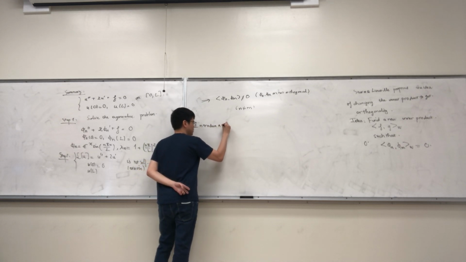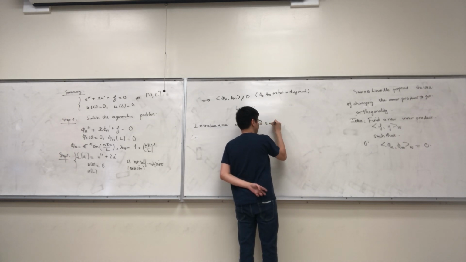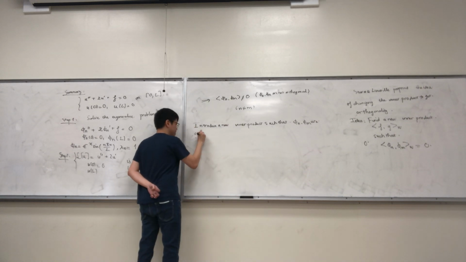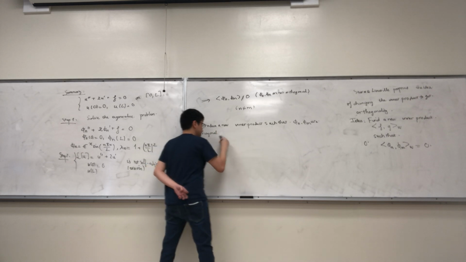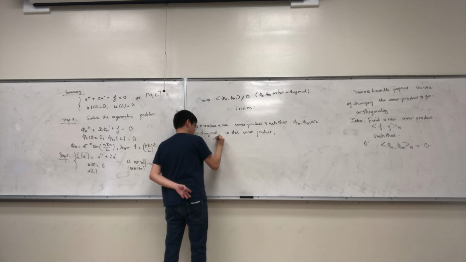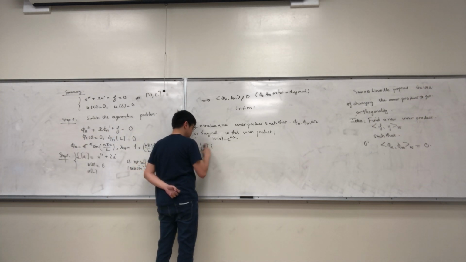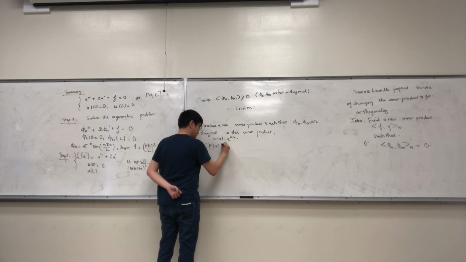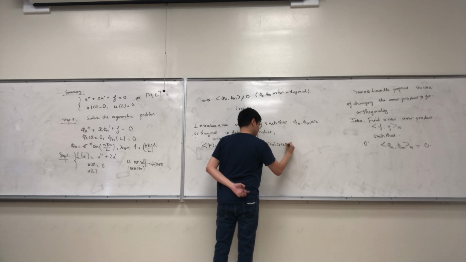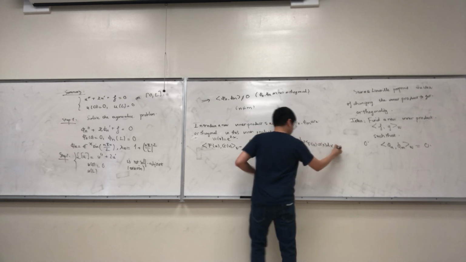So we introduce a new inner product such that phi n and phi m are orthogonal in this inner product. So we choose w equal to exponential 2x. And then the inner product of two functions f(x) and g(x) in this weighted inner product will be the integral from 0 to L of w(x) f(x) g(x) dx, and this is the integral from 0 to L of exponential 2x f(x) g(x) dx, right?